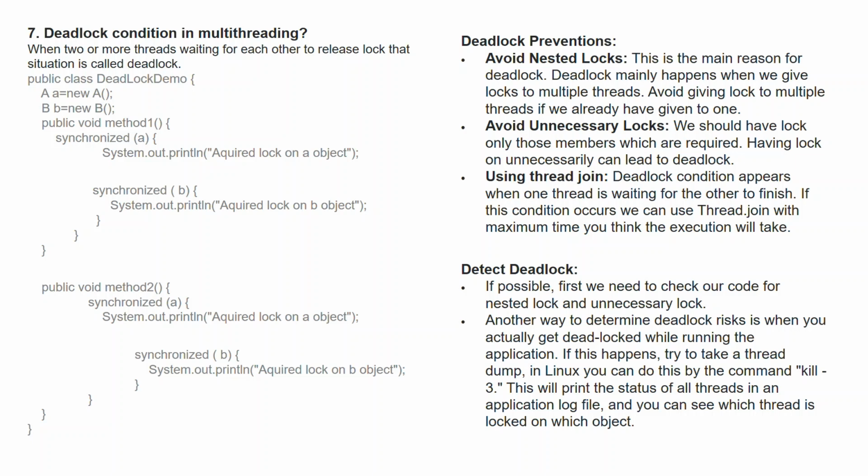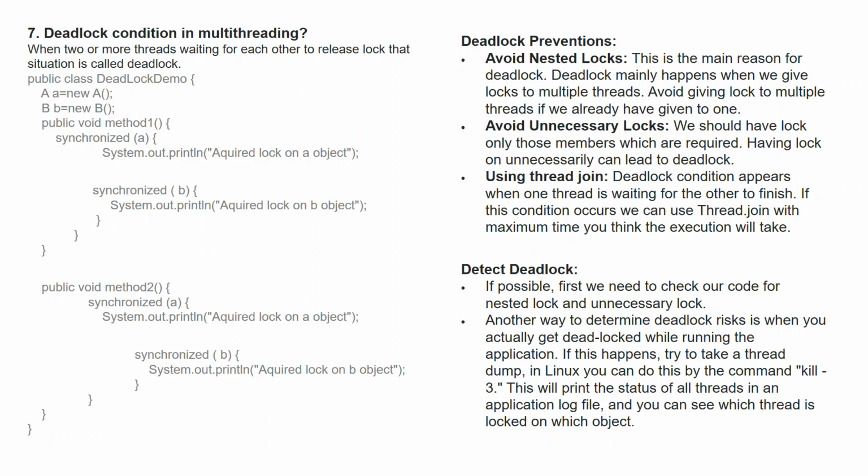Deadlock prevention. Avoid nested locks. This is the main reason for deadlock. Deadlock mainly happens when we give locks to multiple threads. Avoid giving a lock to multiple threads if we have already given it to one. Avoid unnecessary locks. We should lock only those members which are required. Having locks unnecessarily can lead to deadlock.